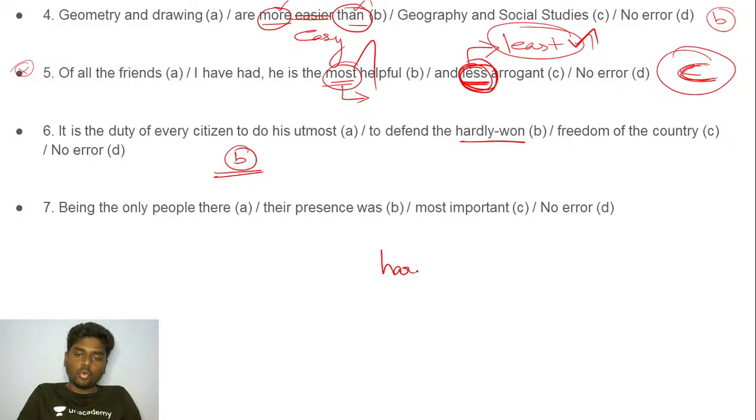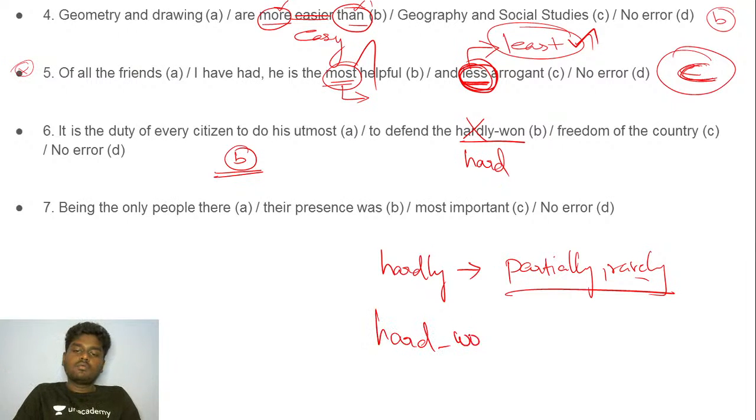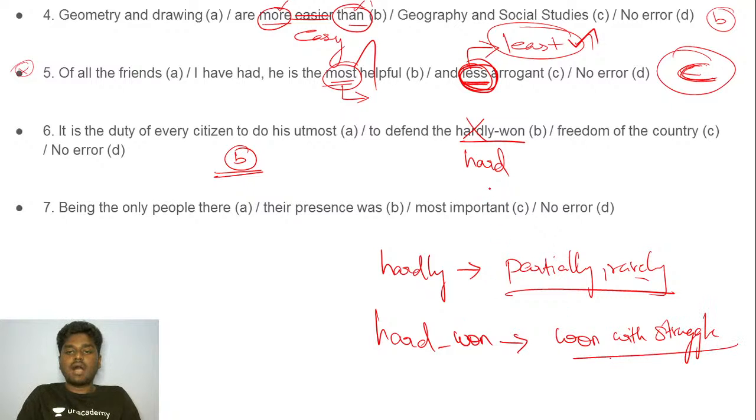Hardly means what? As I told you already, hardly means partially or rarely. It should not be something like "hardly one." This "hardly" should be replaced with "hard-won," to defend the hard-won. "Hard-won" means what? The term means one with a struggle, right? With a severe struggle. So "hardly one" should be replaced with "hard-won freedom of the country." So the error is with option B.